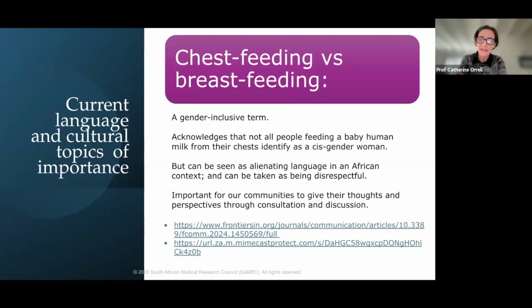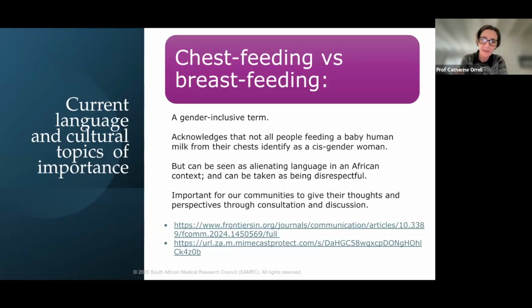Chest feeding is a gender inclusive term, and it acknowledges that not all people feeding a baby human milk from their chests identify as a cisgender woman. But in our environment, that can be seen as alienating in an African context and can actually be seen by a lot of women as being extremely disrespectful. We had a recent consent form come through for a prevention study only being completed in cisgender women, which said chest feeding and not breastfeeding, and that caused quite a lot of confusion in our community.